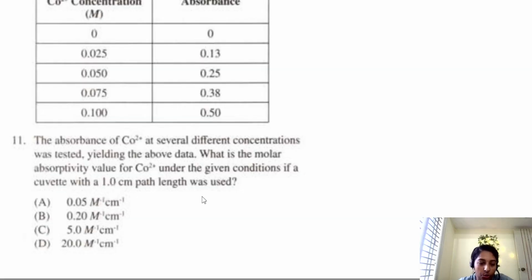Let's get started. You can read the question and pause the video. You can find the answer, and then you can check whether it matches my answer.